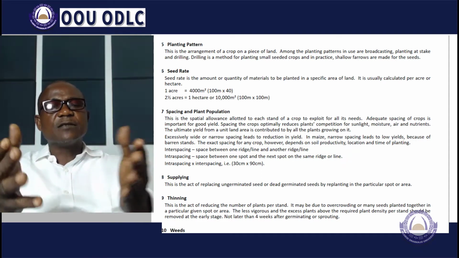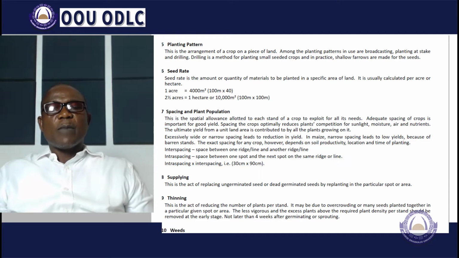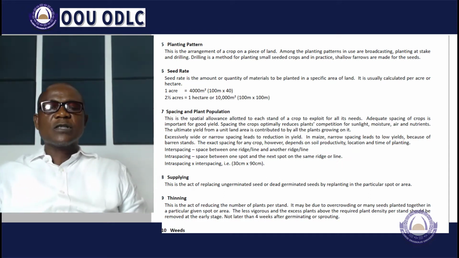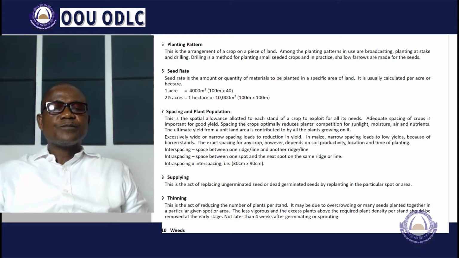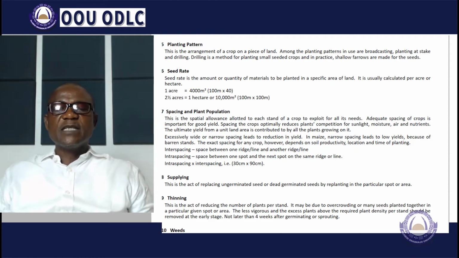The ultimate yield from a unit land area is contributed to by all the plants growing on it. Excessively wide or narrow spacing leads to reduction in yield. In maize, for instance, narrow spacing leads to low yield because of barren stands. The exact spacing for any crop, however, depends on soil productivity, location, and time of planting.